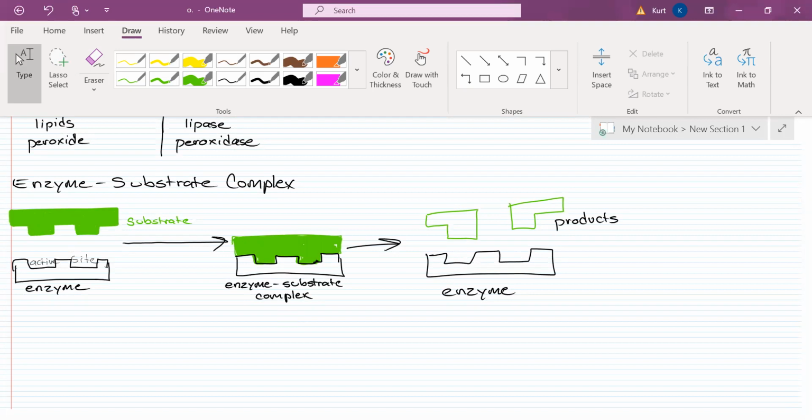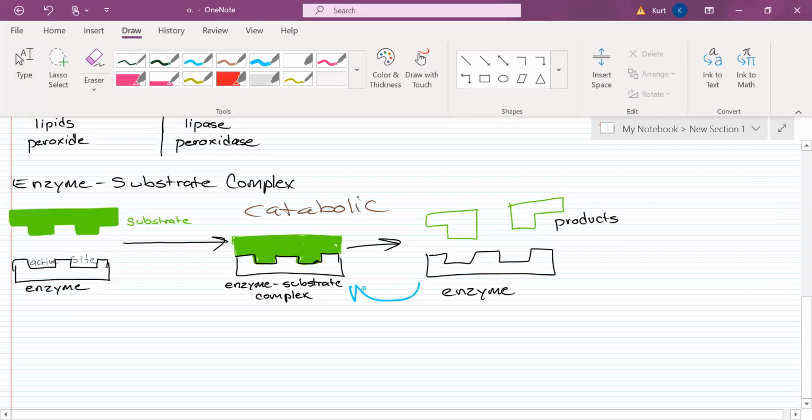Does it appear as if you're converting a large, high energy molecule into a low energy molecule, or does it appear as if you're converting a low energy molecule to a high energy molecule? This is high to low. So what type of metabolism is this? This is catabolic. Well, what if I went in the reverse direction, from here to here? What type of metabolism would that be if you went from right to left? That would be anabolic. Guys, this works both ways.